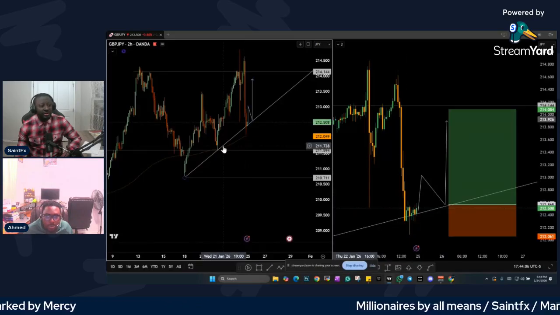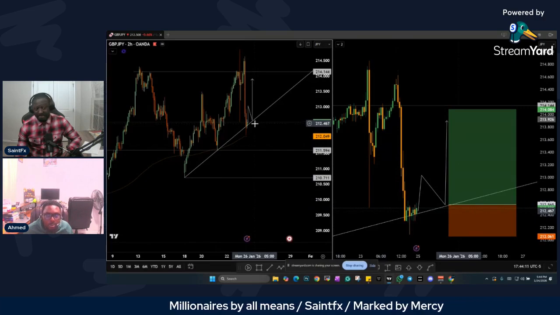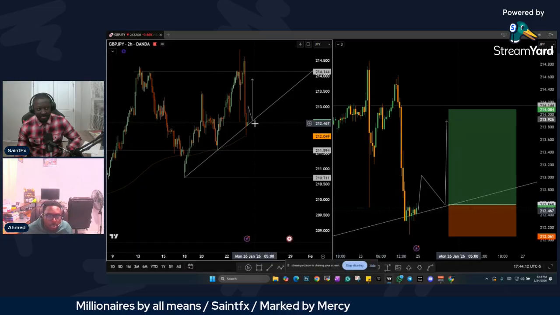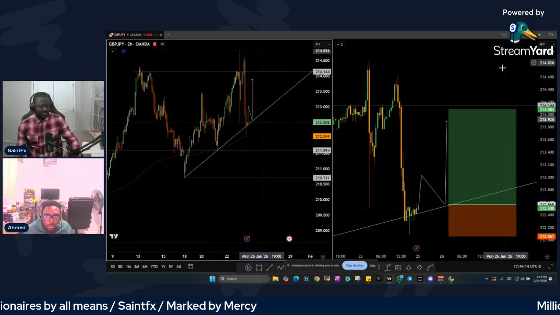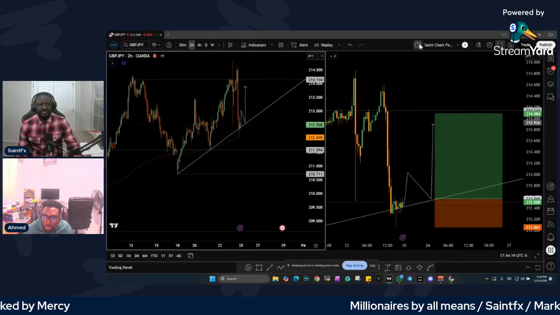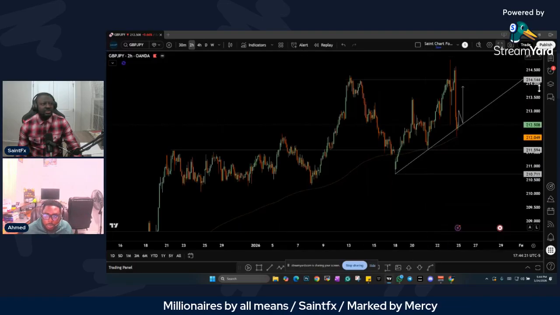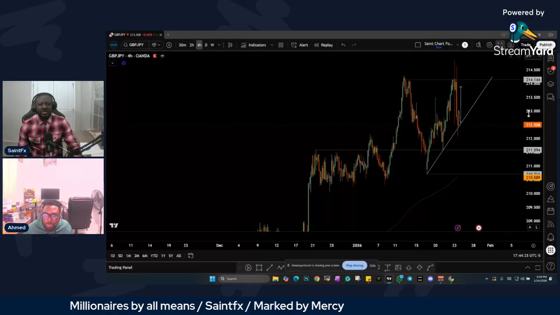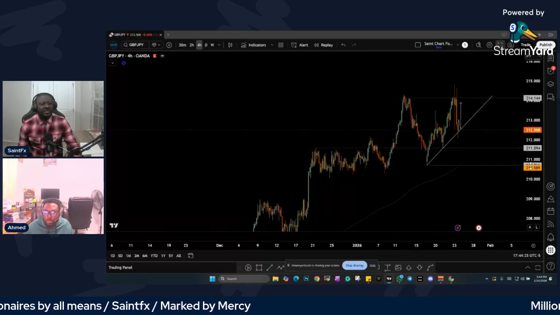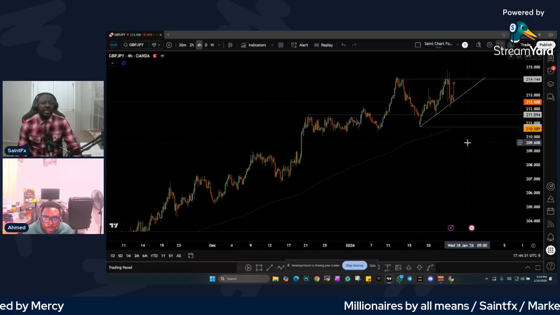But look at how it lines up with the 2 hours. So let me remove this one. Let's go to the 4 hours. On the 4 hours, I know my EMA is still under the trend line, the market.